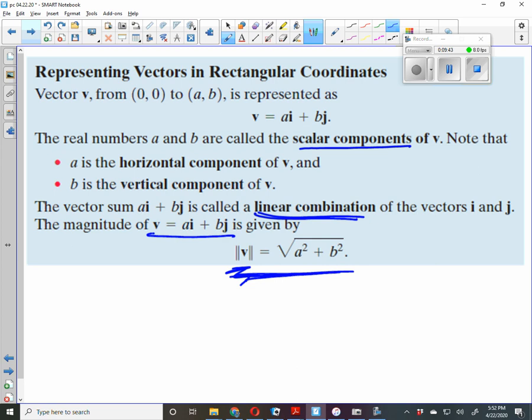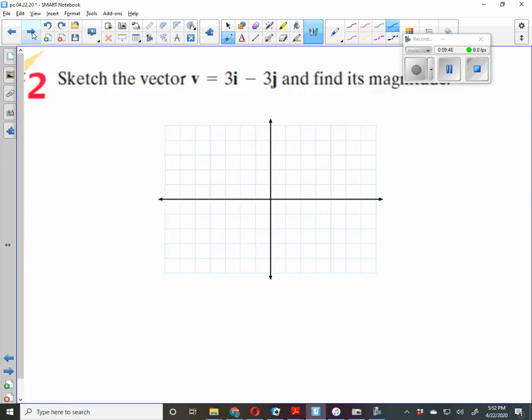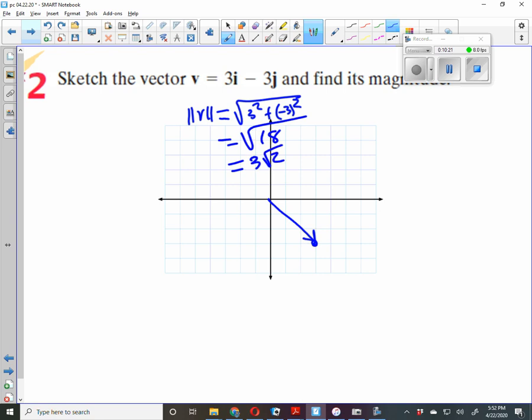A lot of information here, you guys. All right, so we want to sketch this, right? And we want to go 3i, down 3j, and we have this representation from 0 to there. The magnitude here of v is equal to the square root of 3 squared plus negative 3 squared, or the square root of 9 plus 9, which is 18. That should be simplified into 3 square root of 2.